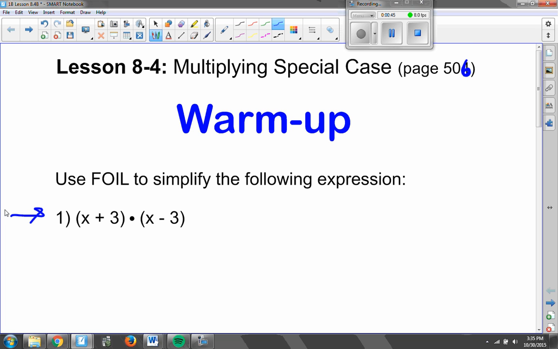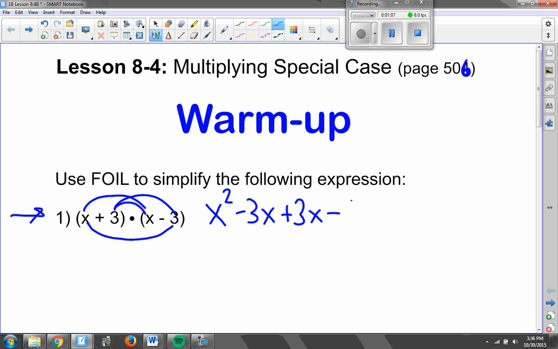Okay, when I multiply these together, when I FOIL, my first is x times x, which is x squared. My outside is x times -3, which is minus 3x. My inside is 3 times x, which is plus 3x. And my last is minus 9, 3 times -3.